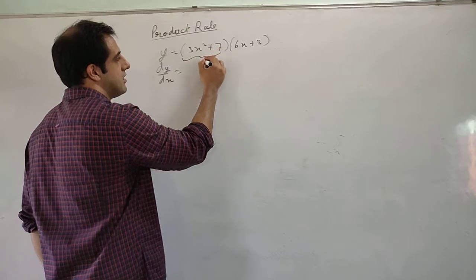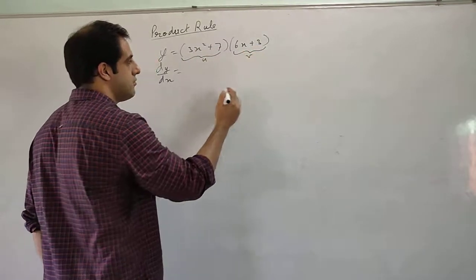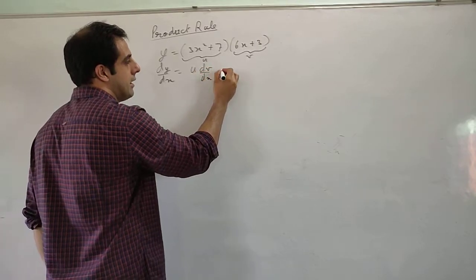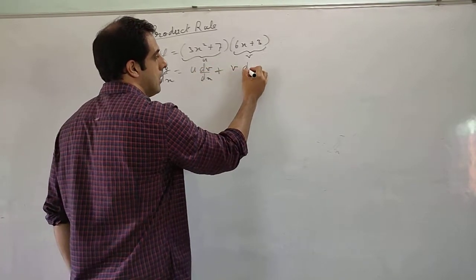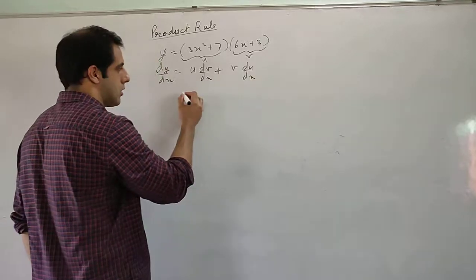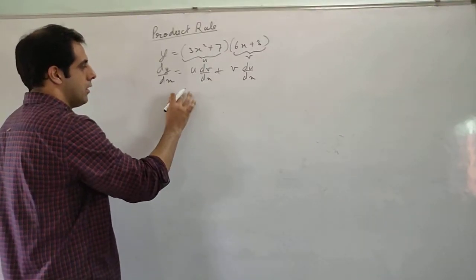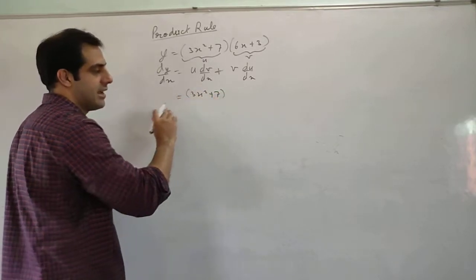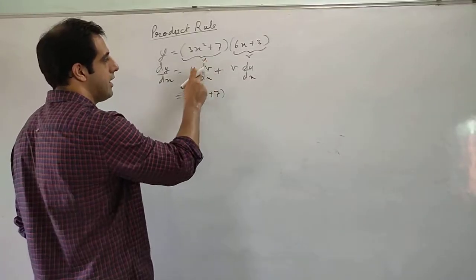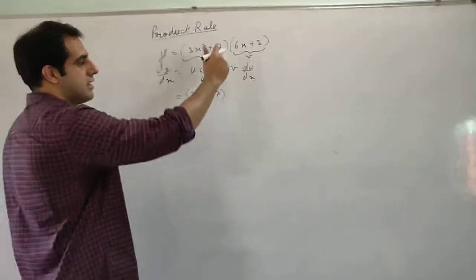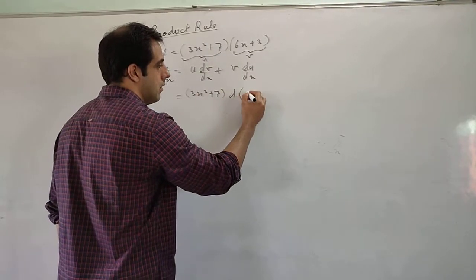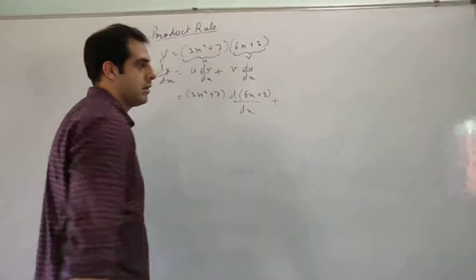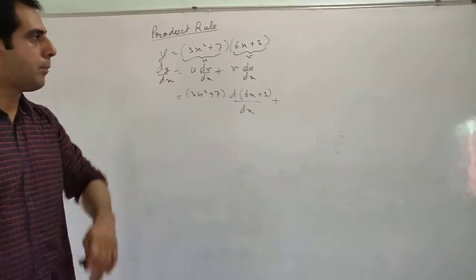Suppose, let us take this is u, let us say this is v. What will be the differentiation? It will be u dv by dx plus v du by dx. Okay, product rule. First u is constant, so we are writing 3x square plus 7 as it is. We are doing nothing with it, and we are differentiating v. What is the differentiation of v? Differentiation of 6x plus 3 upon dx.